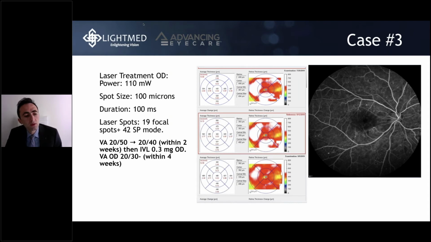And this is what I did. So I applied 42 spots of the SP mode. The vision improved within 2 weeks from 20/50 to 20/40, and you can see the decrease in the thickness of the central macular swelling. And this was complemented afterwards with an intravitreal injection of Lucentis because the patient needed quick improvement in the visual acuity, and his vision eventually improved to 20/30 minus.